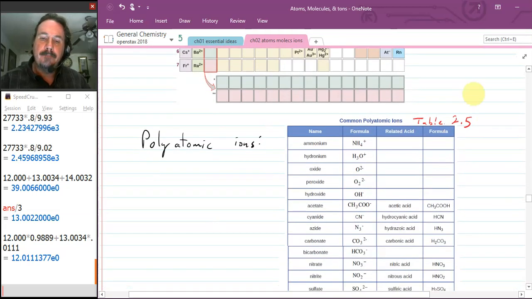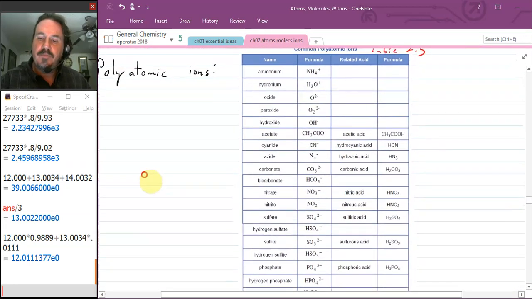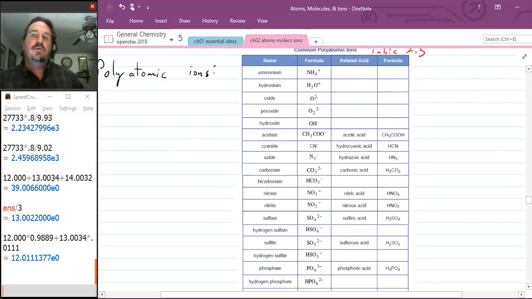All right, polyatomic ions. These are groups, compounds if you will, which also pick up an extra electron or give off an extra electron like that.